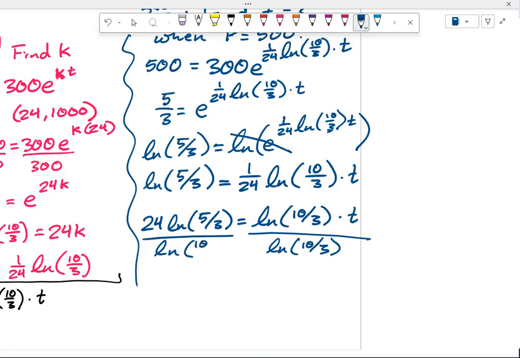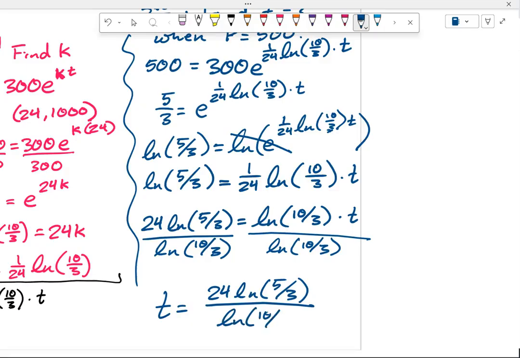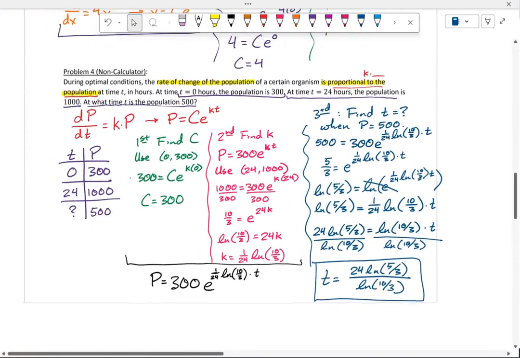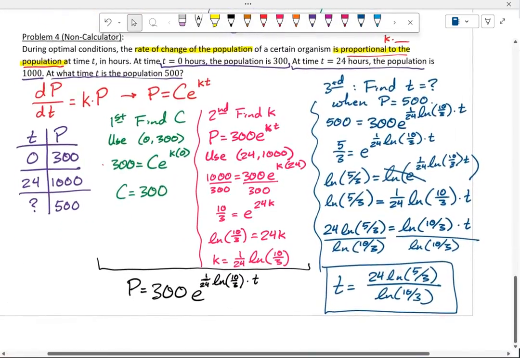Please do not cancel out those natural logs. I'm sure I would see somebody like, oh, natural log, cancel, right? They're functions, not numbers. Please don't cancel them out. So t is equal to 24 natural log of 5/3 divided by the natural log of 10/3. Yes, we could put that into a calculator and figure out what that is, but that is our non-calculator answer. All right, there we go, guys.